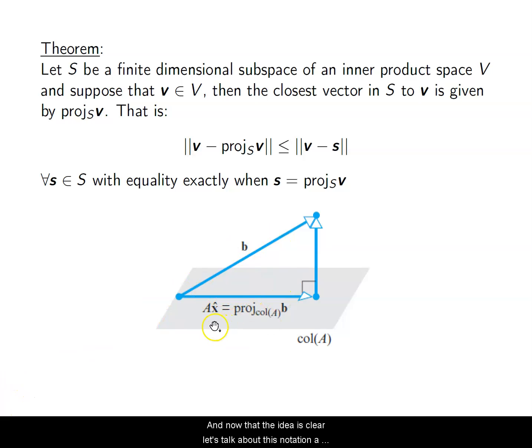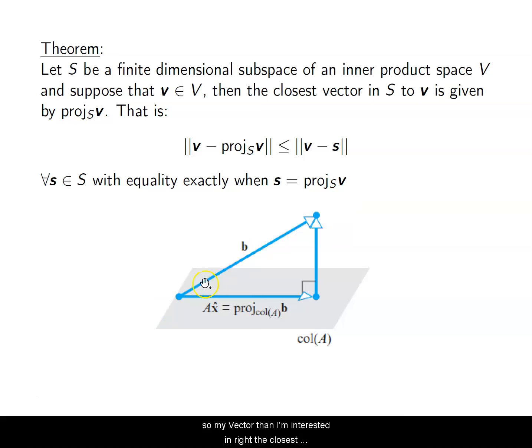Okay? And now that that idea is clear, let's talk about this notation a little bit because we are actually going to flesh this notation out a little bit more. Here, A is the matrix that's given for my transformation or, like I said before, we're going to be doing some least squares here. So this is just the matrix that I form myself, okay? The column space of this matrix is a subspace of my inner product space. So the column space of A, that is my subspace S, okay? So this subspace is just the space that is spanned by the columns of my matrix.